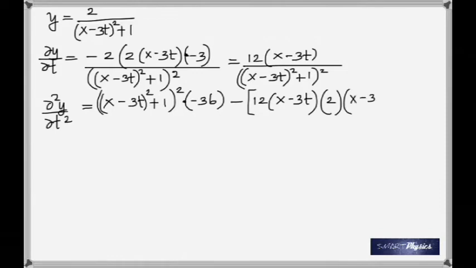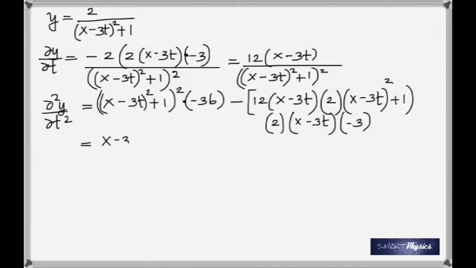And then minus, write the numerator as it is and take the derivative of this, which is 2 times x minus 3t whole squared plus 1. Again 2 times x minus 3t minus 3. There you will have to look at it carefully and use your knowledge of calculus to figure out how you get all these terms very carefully. And then simplify that.